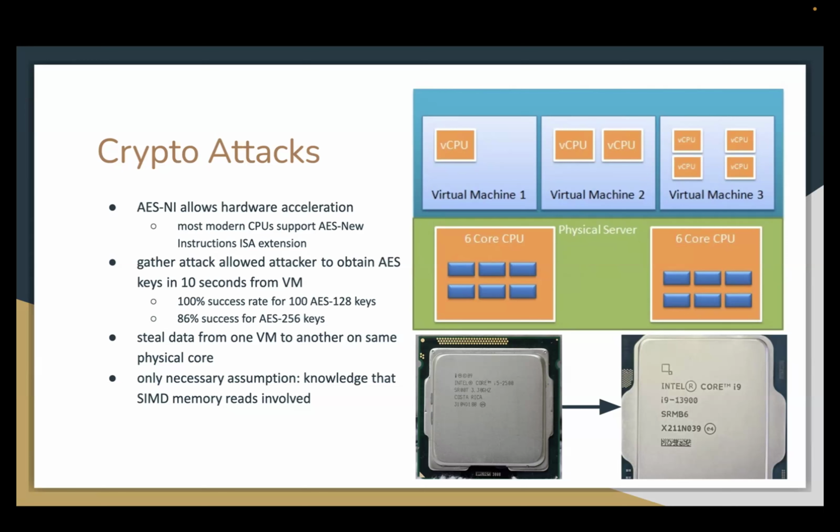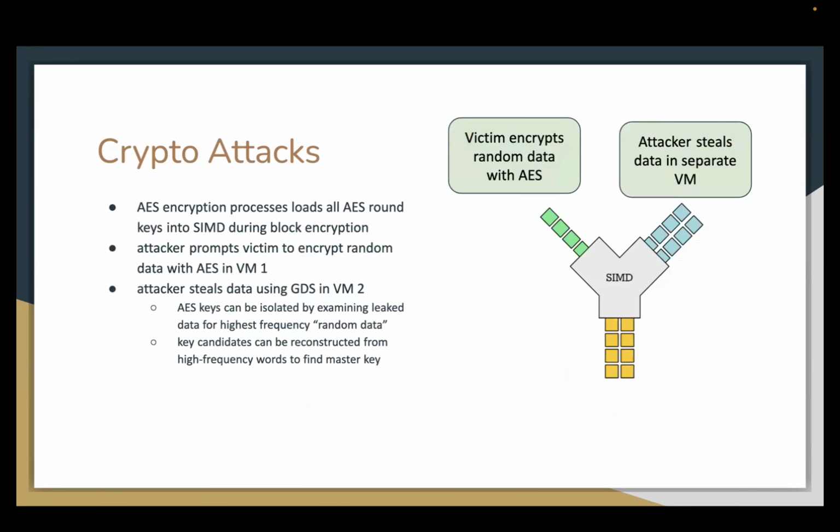This allowed them to get every single AES-128 key they were looking for within 10 seconds, and they had a very high rate of success with AES-256 as well. Obviously, these are thought of as very secure cryptography systems, but they found that these are very vulnerable. The only knowledge necessary for an attacker to execute this threat is that the systems must be running on the same physical CPU core, and they must be using SIMD memory reads. The process is that the attacker prompts the victim to encrypt some random data using AES.